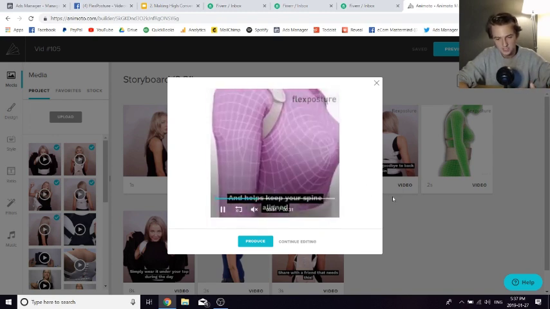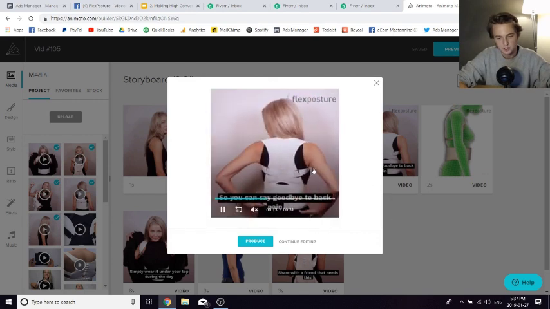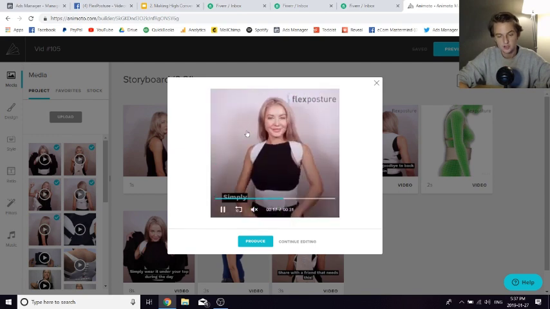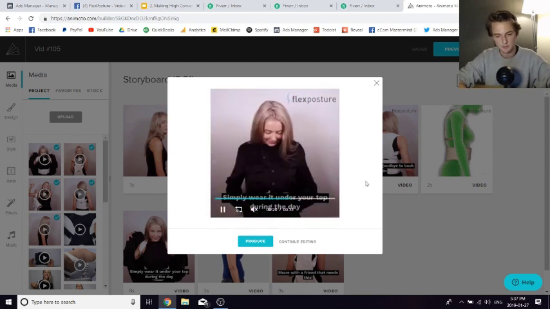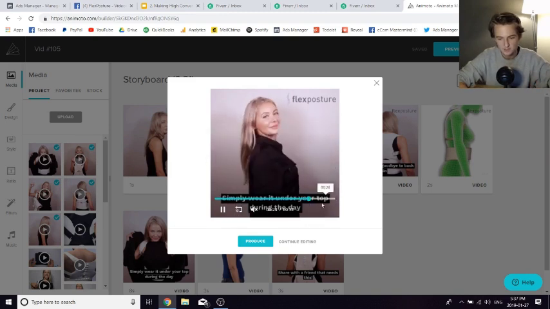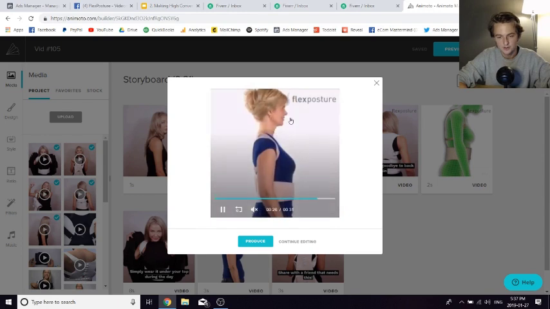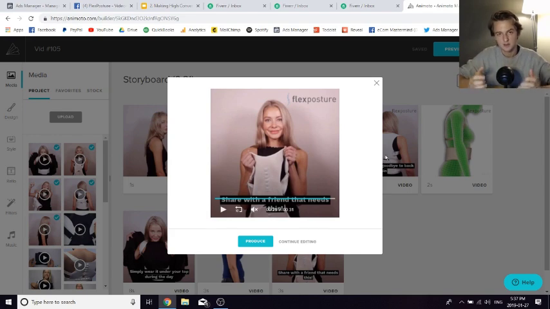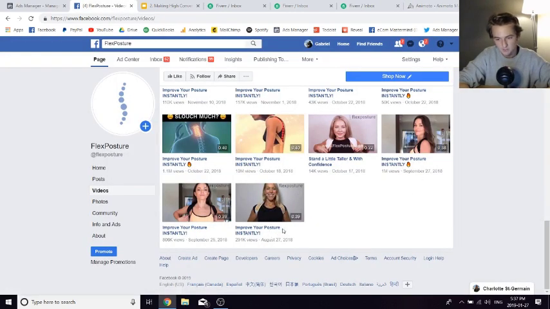Now, you guys get the idea. And then I'm showing her again. She's showing the back. She's showing her posture. And then another showing how the posture is getting fixed. And then she's putting a shirt on top. And I'm saying you can simply wear it under your top during the day. And then another showing a before and after thing. And then share with a friend that needs this. So this was the first original video content ad that I created. Actually, that's not true. The first one was this one that I showed you here. But yeah, that was what I did with that content.